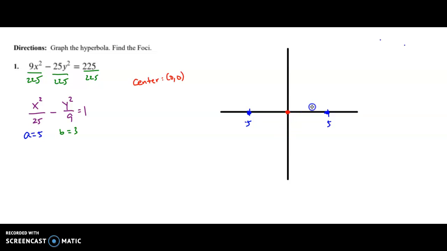Now, I'm not just going to draw and guess what the parabolas are going to look like. This is where the b comes in handy. The b value is 3, so I'm going to go up 3 and go down 3. Remember, this is called the conjugate axis. What you create between these 4 values is this invisible box.